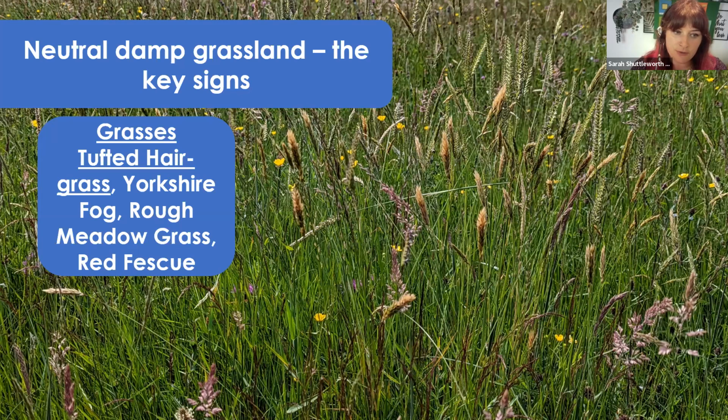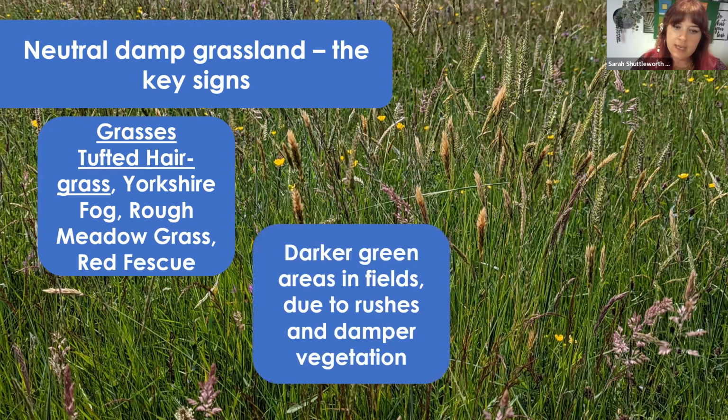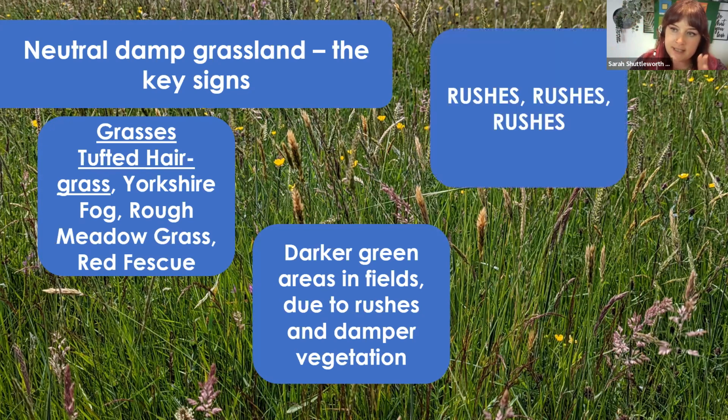So it often leaves these tussocks of tufted hairgrass in the grassland sward. Again, we've got Yorkshire fog. Rough meadow grass is often there as well, which tends to like it slightly wetter and maybe slightly shadier, and red fescue as well. It might be that it's the darker green areas in fields from a distance. It might look darker green due to the amount of rushes and that damper vegetation. And that is the real key here.